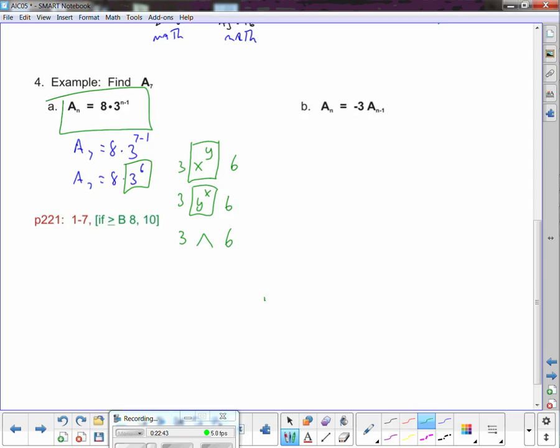Right there, Y to the X. You have Y to the X. Anybody else? Everybody else got it? Okay, so now that you have your 729, multiply it times the 8. And therefore the 7th term is 5,832. Agreed? $5,832.